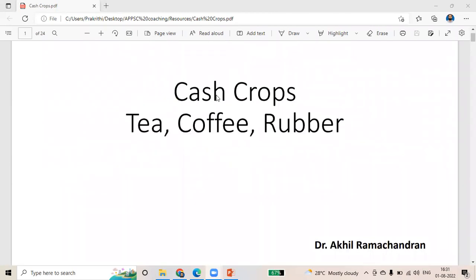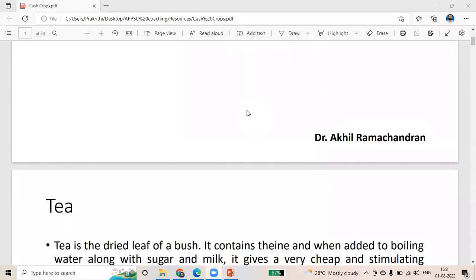Actually, cash crops are those crops which are produced mainly for profit, rather than for consumption by the farmer. वही है cash crop, जो profit के लिए बनाता है. There are a lot of cash crops, but the important ones are tea, coffee, and rubber. Sugarcane also is one of the cash crops, we can say. There are multiple crops like that. So the first one is tea.